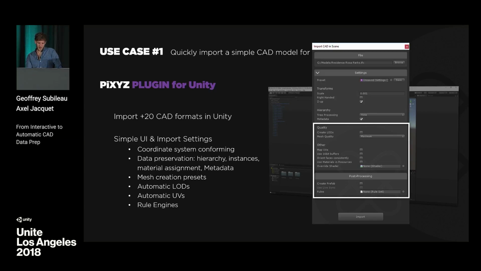Then you move to the mesh quality group box. It's where you will define the quality of the meshes that will be created by Pixyz's algorithms. And it comes as presets, so the user benefits from Pixyz's expertise without needing to know anything about complex settings. Finally, you have more settings. You can create LODs on the fly, you can create UVs, you can deal with faces orientation, etc. And also tons of very cool stuff that you will see in this afternoon's presentation.